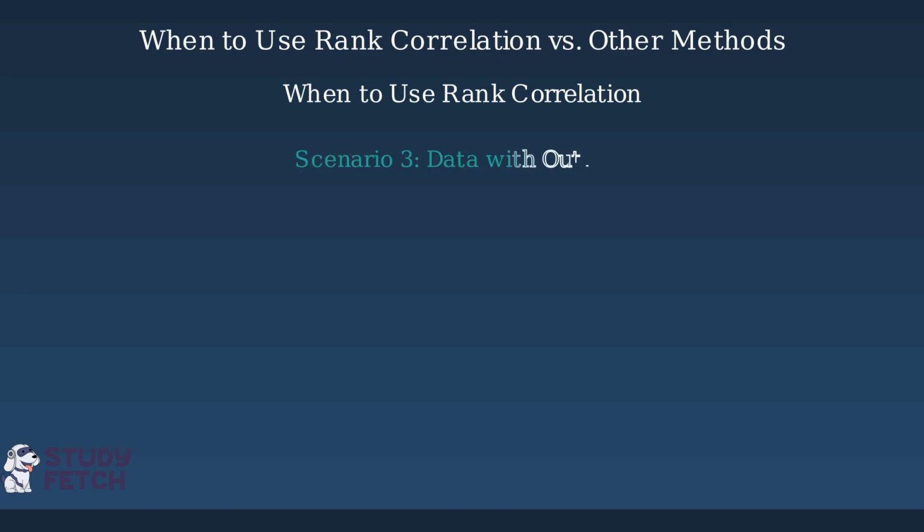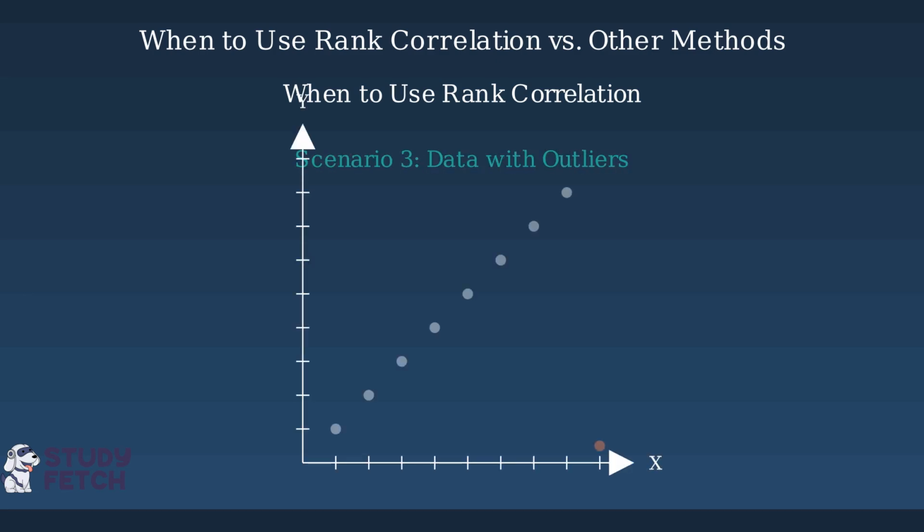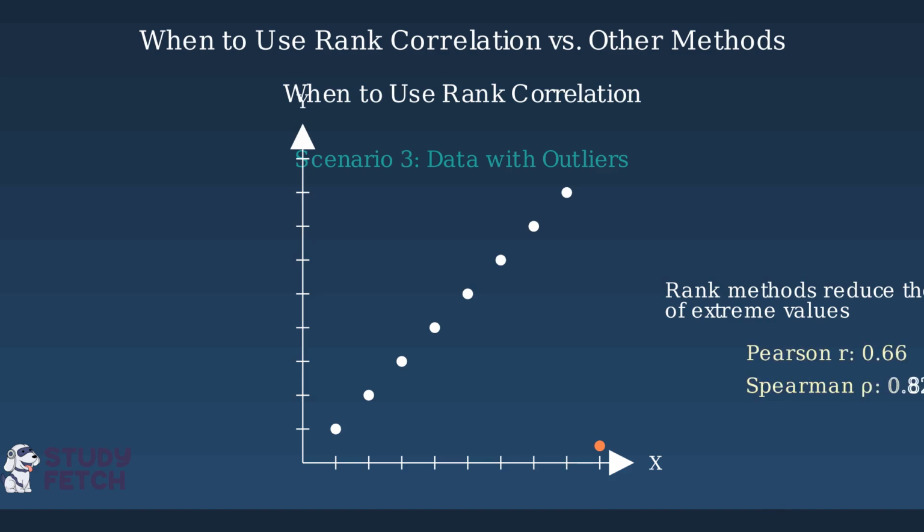Scenario 3. When your dataset contains outliers. Rank correlation is less sensitive to extreme values because it only considers the order of the data, not their actual values.